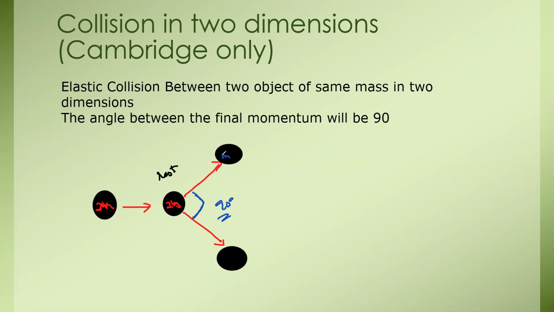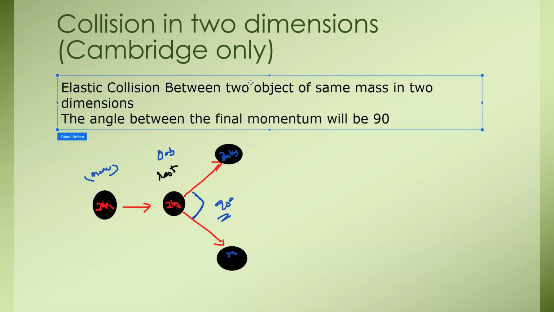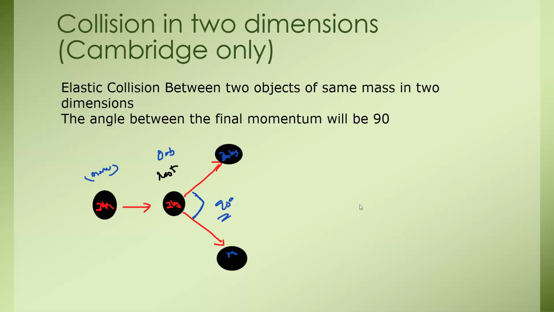So the angle between the two objects after the collision is 90 when one of the objects is stationary and one moves, and they have the same masses. The condition is that if the two objects have the same mass and they collide, after the collision the angle between them will be 90. How can we prove that the angle will be 90 between them?